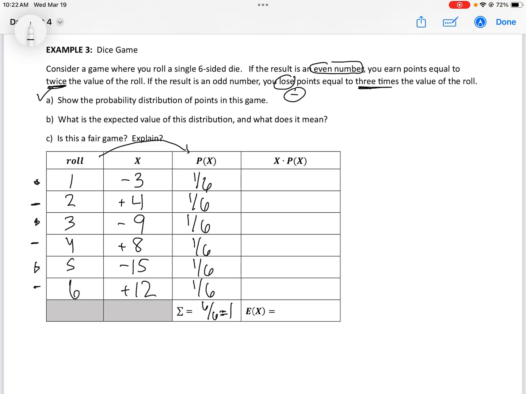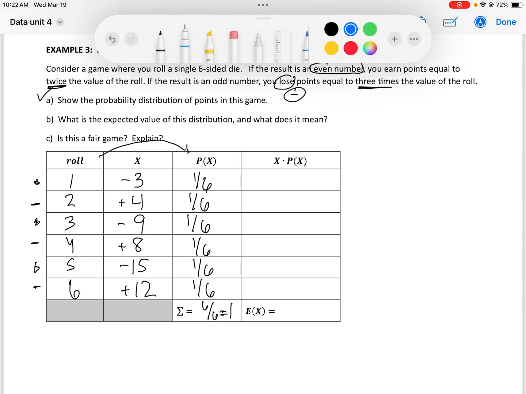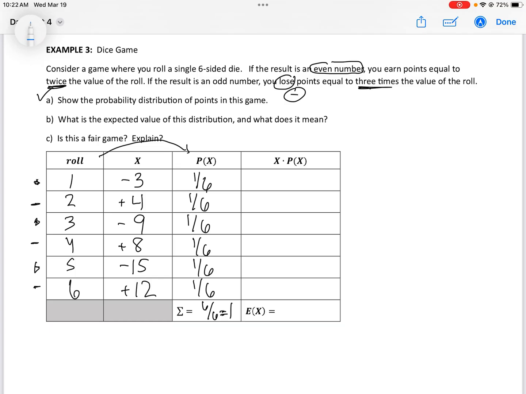And now let's actually calculate the expected value. Let's go to blue. This chart tells us what to do. It's saying multiply x times p of x. So this would be negative 3 over 6. This one would be 4 over 6, negative 9 over 6, 8 over 6, negative 15 over 6, and this one would be 12 over 6.